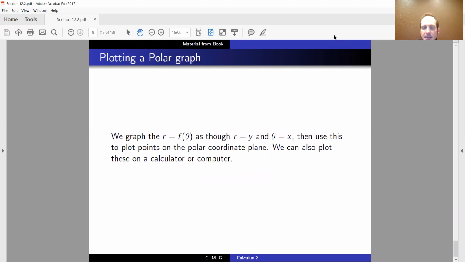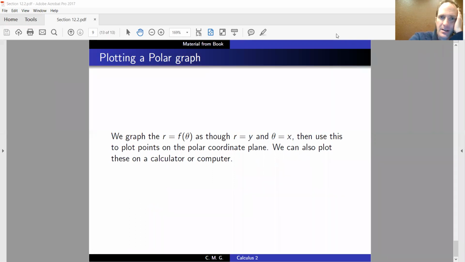And then we can graph these things. The suggestion in the book is to graph r equals f of theta as though r is y and theta is x, and then look at that to plot the points on a polar coordinate plane. That's fine. You can do that. I personally, if I'm doing this by hand, will make an r and theta table and just plot points that way. For me, that's a little bit easier, because that's all you're really doing when you graph this on the xy plane and then convert it into polar coordinates. So I might just do that, or I just do it on a computer or a calculator.